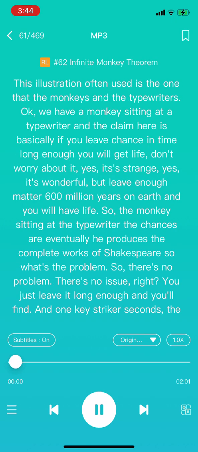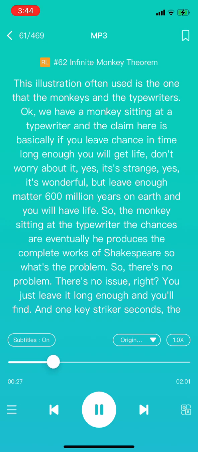And this illustration often used is the one of the monkeys at the typewriter. Okay, so we have a monkey sitting at a typewriter, and the claim here is, basically, if you leave chance and time long enough, you will get life, don't worry about it. Yes, it's strange, yes, it's wonderful, but leave enough matter, 600 million years on Earth, and you will have life. So, the monkey's sitting at the typewriter, and the chances are, eventually, he produces the complete works of Shakespeare, so what's the problem?